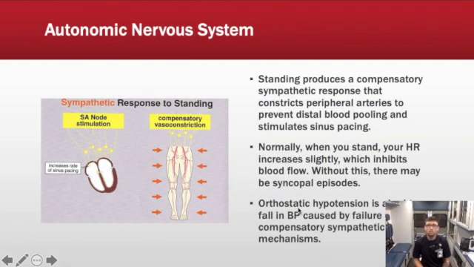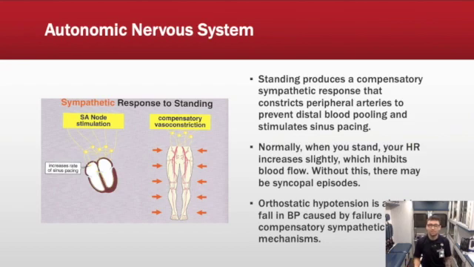So standing produces a compensatory sympathetic response that constricts those peripheral arteries to prevent distal blood pooling and stimulates that sinus pacing. So your SA node stimulation during sympathetic responses, especially whenever we stand up, is going to say, hey, heart, you need to beat a little bit faster. So it's actually going to cause your heart to beat a little bit faster. It inhibits blood pooling, and without this, we might see a little bit of syncope, right?